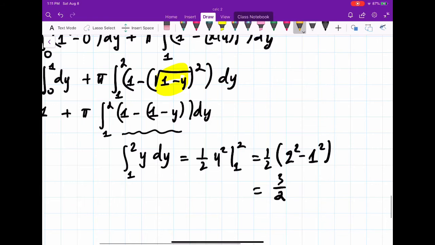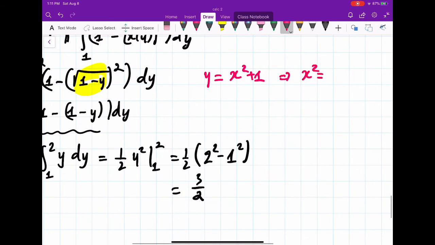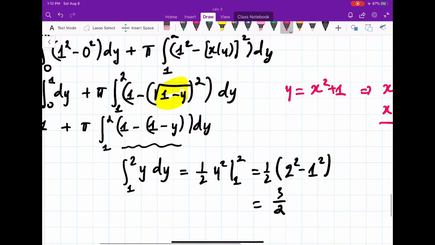So we have y equal to x squared plus 1. From here I get x squared equal to y minus 1. So I have x equal to square root of y minus 1. So please, let's change this. In here I have y minus 1. In here I have y minus 1.